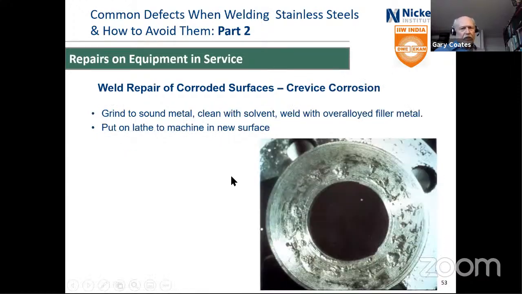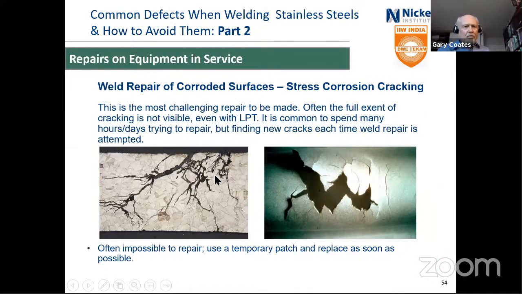Crevice corrosion, if you have a flange that has crevice corroded, you can grind the material down to sound metal, clean with a solvent, and then weld with an overalloyed filler metal, put it on the lathe and machine in the new surface. One of the most challenging is where you have cracking, and especially stress corrosion cracking. It can be very challenging to repair these. And again, sometimes the welder will see one crack and he'll start weld repairing it, and more cracks develop, and then he chases them and spends a full shift trying to repair them, and he still has cracks. So that's always a challenge.